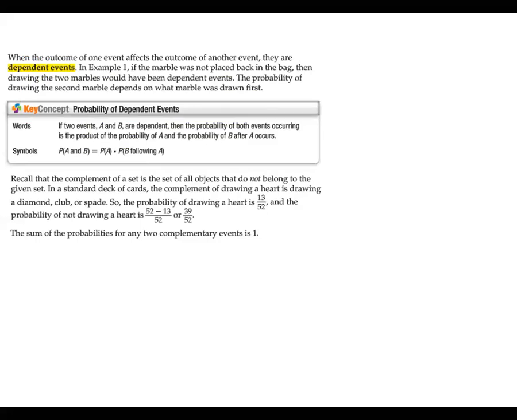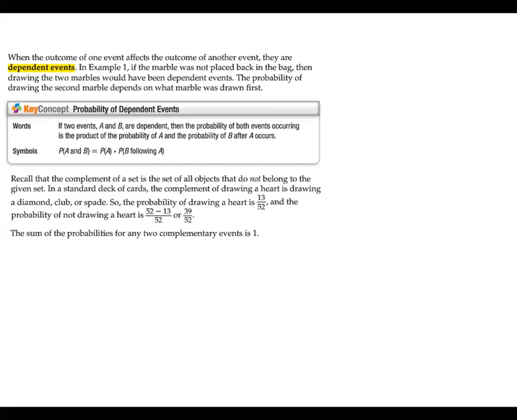The probability of drawing a second marble depends on what marble was drawn first. So if 2 events, A and B, are dependent, then the probability of both events occurring is the product of the probability of A and the probability of B after A occurs. So with dependent events, the order matters, because the first event is going to affect the outcome of the second event. So if you reverse them, you may not get the same result.